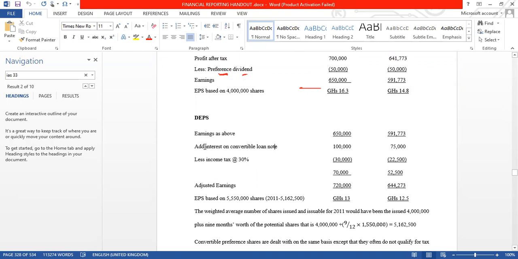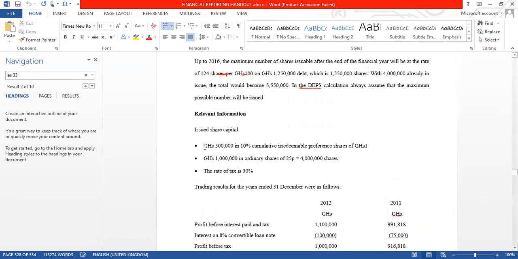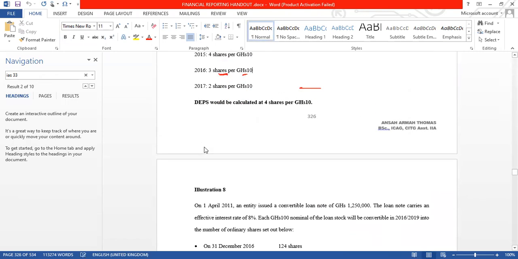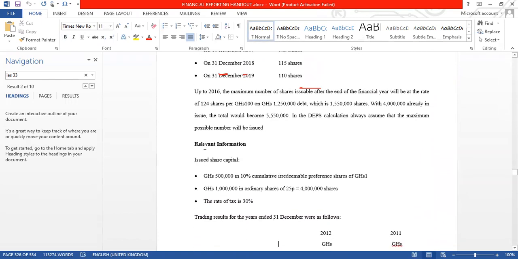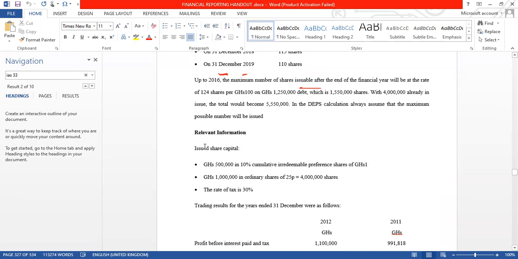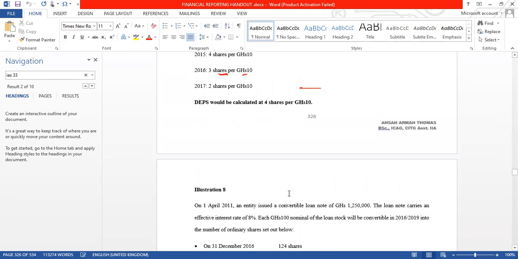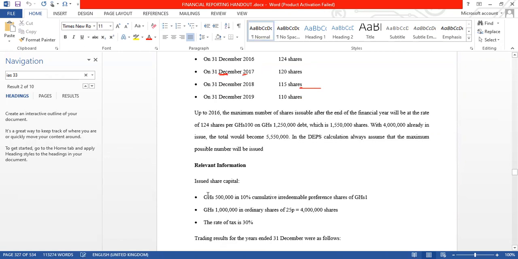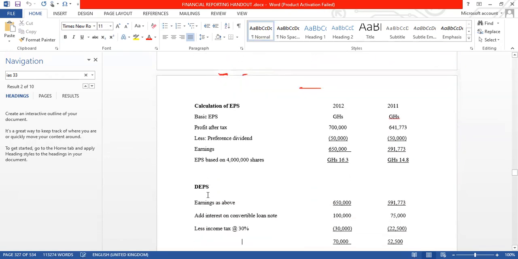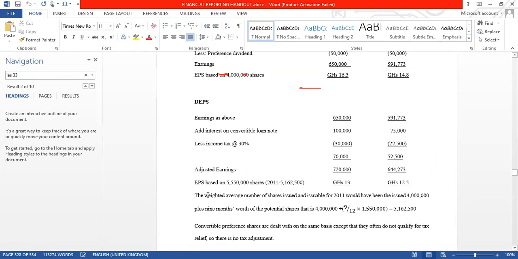But the key is that you always have to check the time of the issue. If they told you you are doing something in the year perspective, look at this. Our requirement here is 31st December, and the issue was done on 1st April. So 1st April to December is 9 months. You need to take note of that. So what you're going to get here is your additional income that came via the interest.